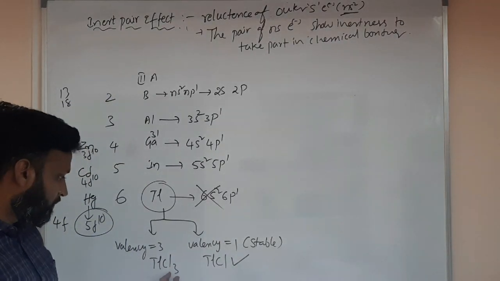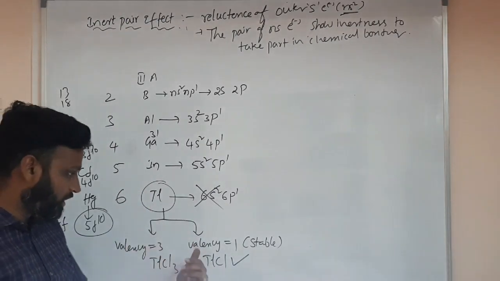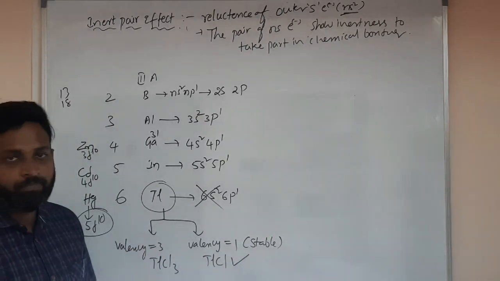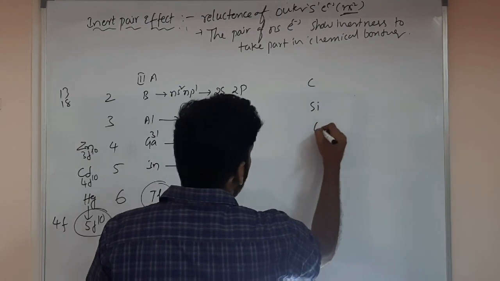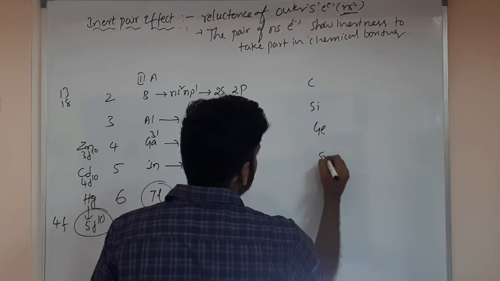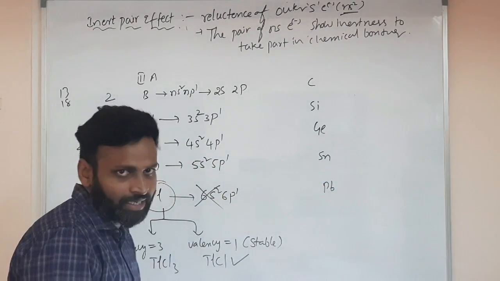So here thallium is combined with 3 chlorines, so the valence is 3. Here thallium is combined with 1 chlorine, so the thallium valence is 1. So for thallium, valence 1 is more stable. Same story for carbon, silicon, germanium, tin, Sn, and lead, if you see. Bottom elements are not written, so no need actually.